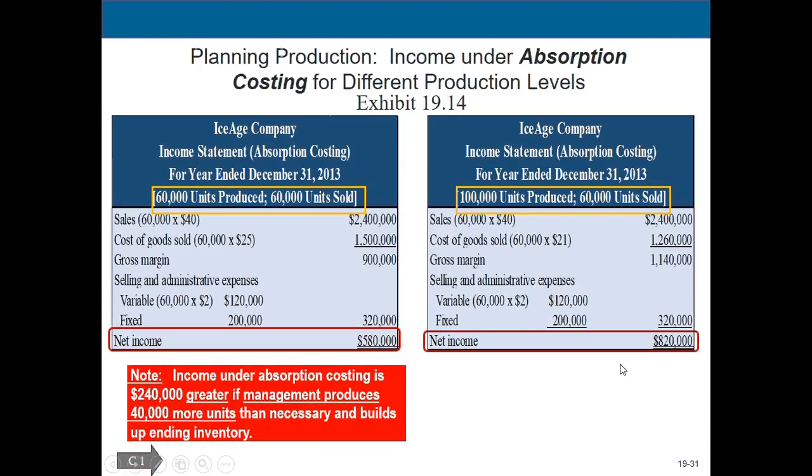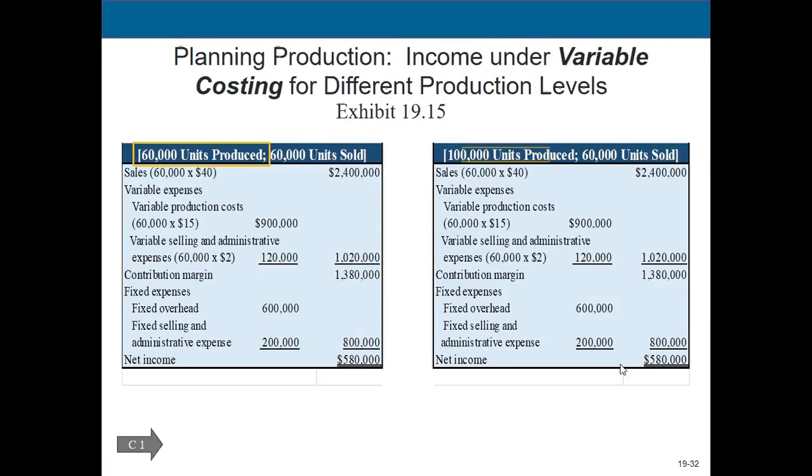All right. So on this one, again, 60,000 units produced, 60,000 units sold, 580,000. This is under variable costing. 60,000 units produced, 60,000 units sold. Again, it never makes a difference between variable costing and absorption costing when they're equal.